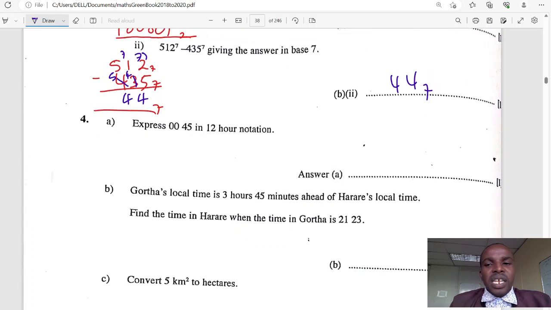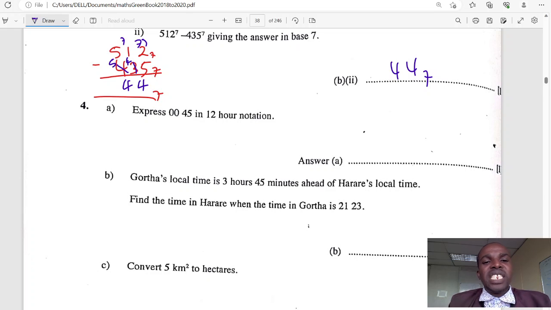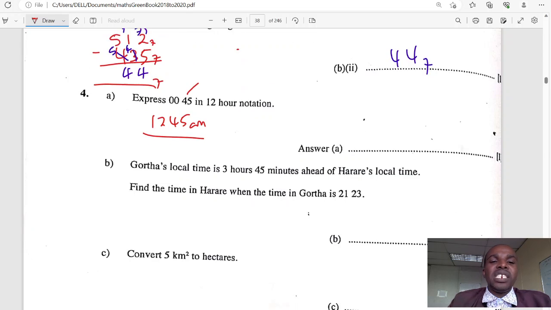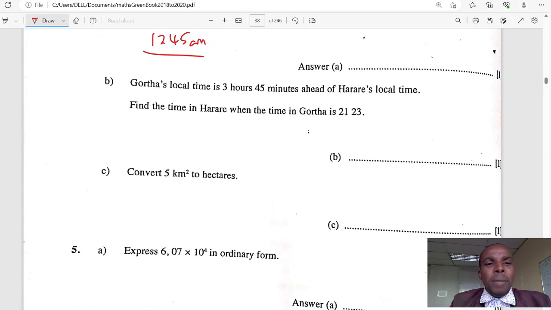Then question number 4, express 0045 in 24-hour notation. 24-hour notation is not AM, PM. That's 12-hour notation. The 24-hour is hours. So this one is 0045 hours in 24-hour. Then in 12-hour, 00 is 12 midnight. So it's 12:45, and this one will be AM. It's past midnight.